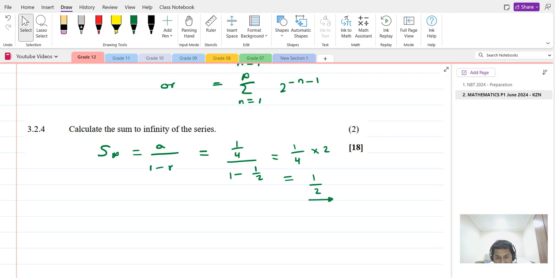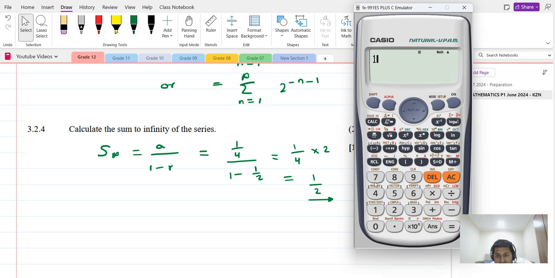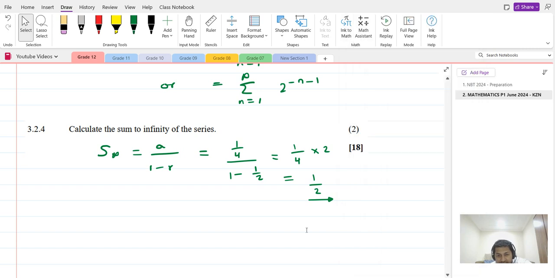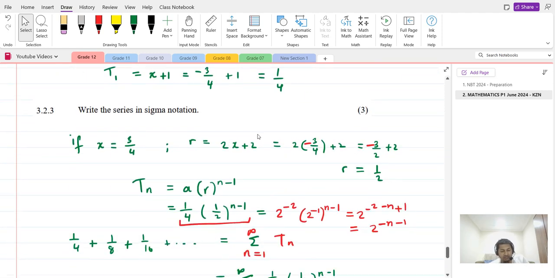Or you can just type the entire thing out on the calculator. You put the fraction button first, mode 1, fraction, because quarter divided by 1 minus half is half. Right, so quarter divided by half, half. Right, so I hope you understand, guys. So that's what they want here.